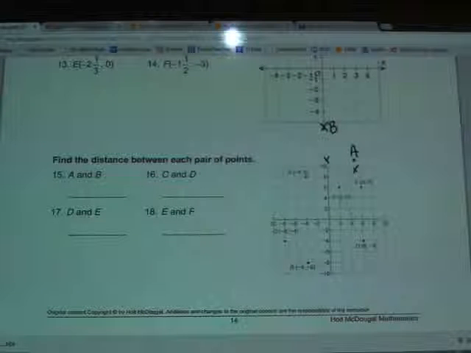We'll finish with the bottom set of questions here in Chapter 3, Section 2, which is asking me to find the distance between each pair of points. Now, the book describes the procedure for finding the distance between the pairs of points here.